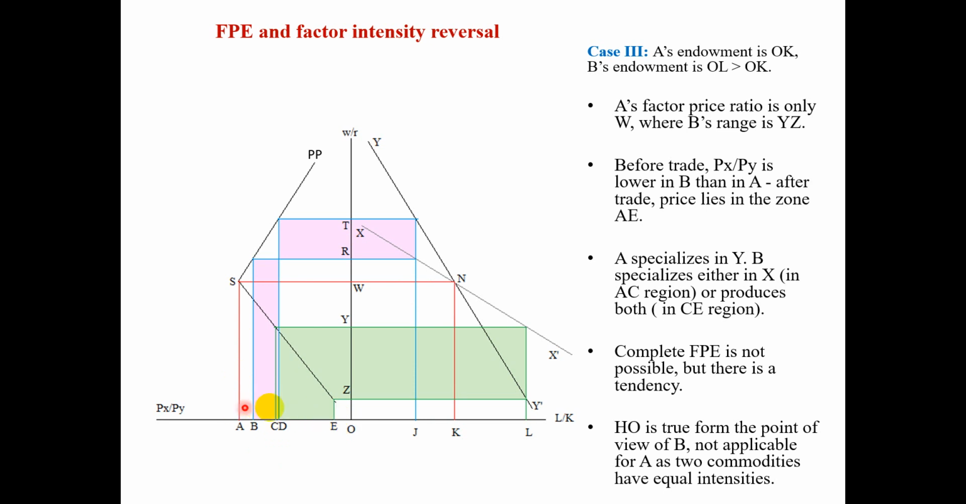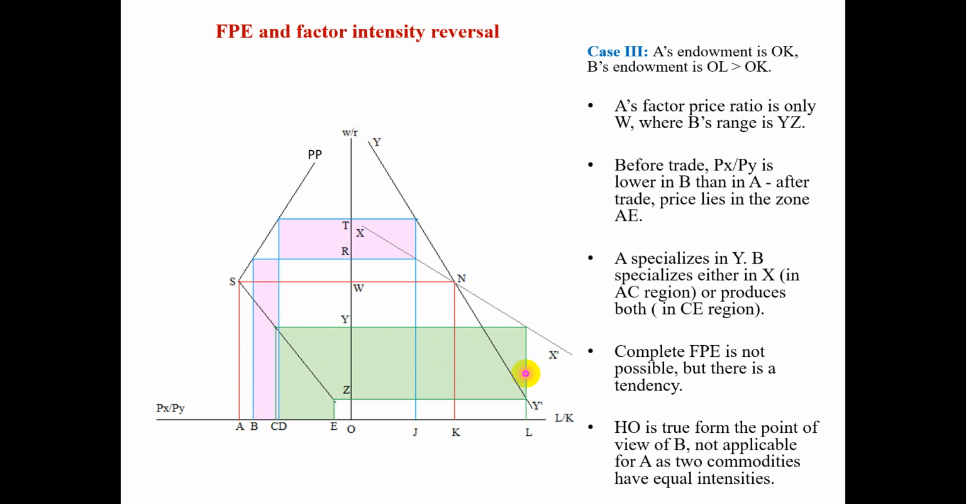As was discussed earlier, it can lie either in the AC region or it can lie in the CE region. Now, if it is lying in the AC region, then B will be specializing only in X, because here the prices will be beyond its permissible range. So, as is seen from here, it will be producing only X. But if the commodity price ratio is lying in this shaded region, then what happens? It will be producing both the commodities.